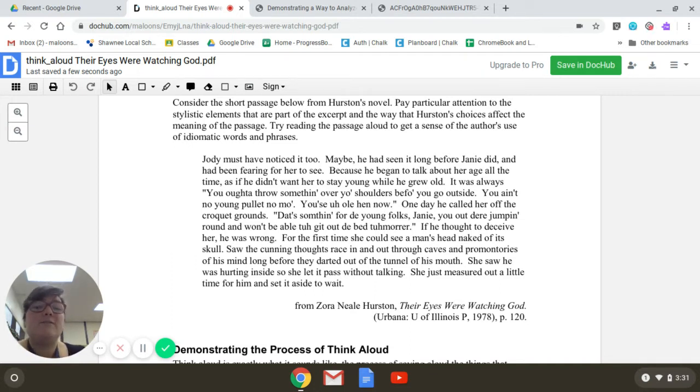If he thought to deceive her, he was wrong. For the first time, she could see a man's head naked of its skull. Saw the cunning thoughts racing in and out through caves and promontories of his mind, long before they darted out of the tunnel of his mouth. She saw he was hurting inside, so she let it pass without talking. She just measured out a little time for him and set it aside to wait.